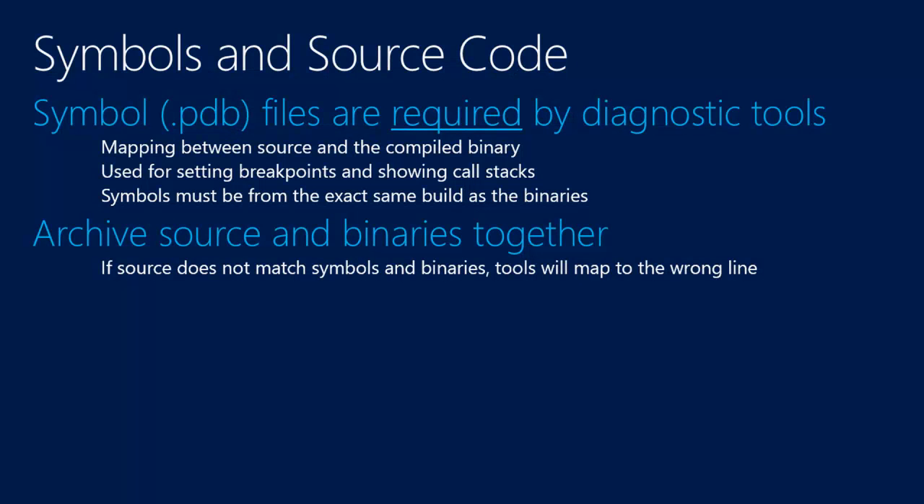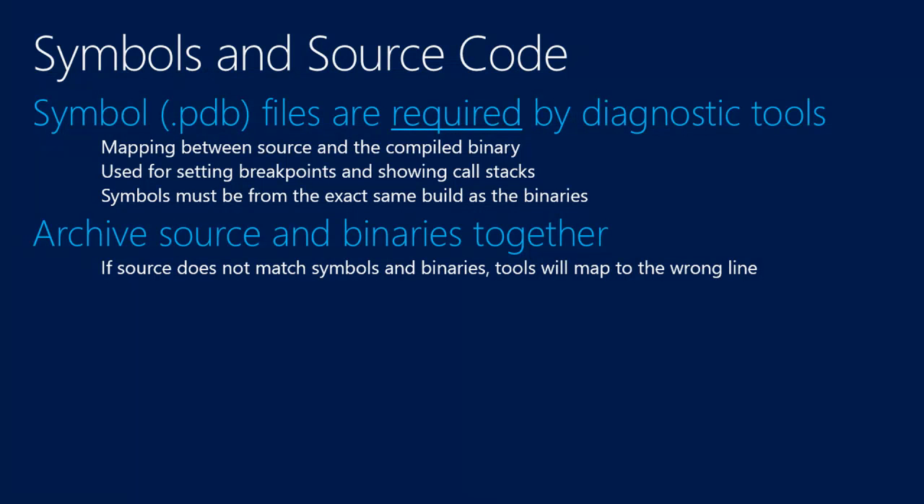In some cases, if you have a managed process and you're attached to the live process, we don't need the call stacks in that case. If it's native, we need the symbols, native being C++, or if you get a dump back that doesn't have the memory in it, we're going to need access to the symbol files to be able to show you that call stack as well. And symbols must be from the exact same build as the binaries. This is another one that bites people a lot.